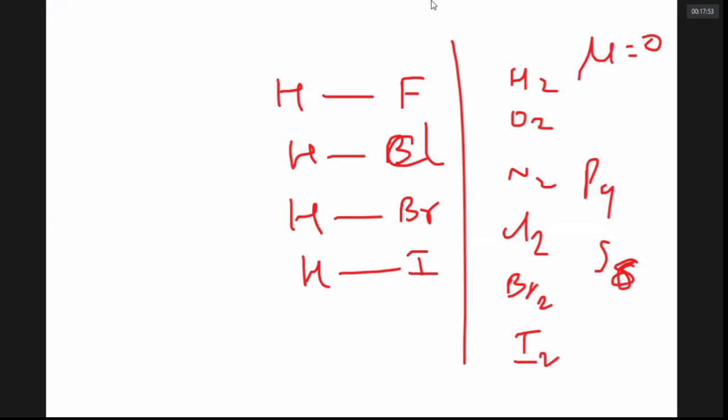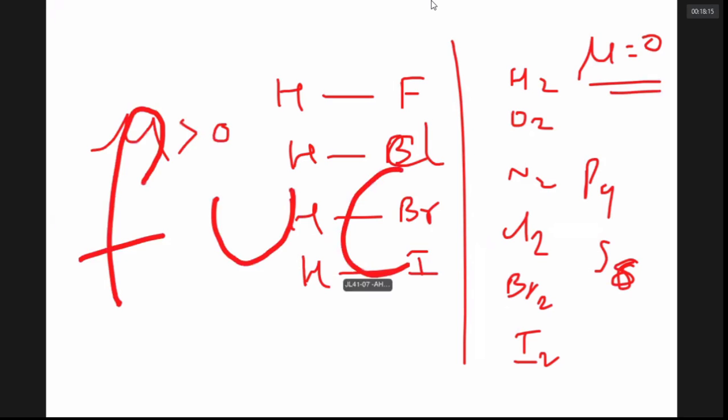Why do they have zero dipole moment, sir? Because polarity is 0, because the atoms are identical. There is no electronegativity difference. But for these other molecules, dipole moment is more than 0. Now there is a question.